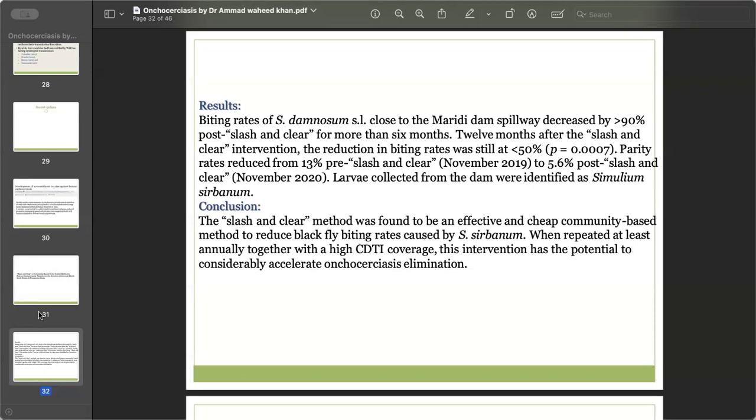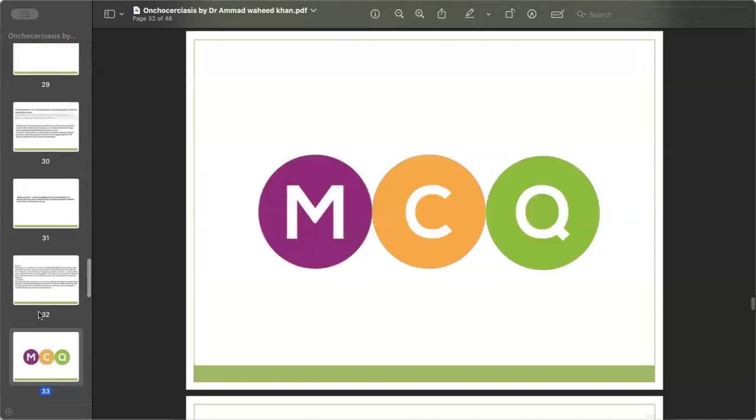Conclusion: the slash and clear method was found to be an effective and cheap community-based method to reduce blackfly biting rate caused by S. damnosum when repeated at least annually together with a high CDTI coverage. This intervention has the potential to considerably accelerate onchocerciasis elimination.